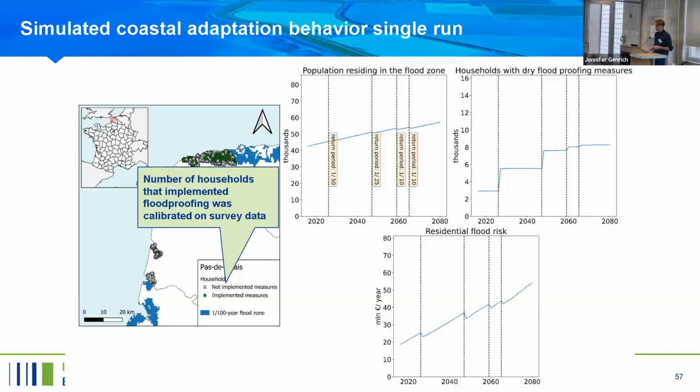This also has some effect on residential flood risk. With people implementing dry floodproofing measures, their risk is lower. And also with people moving away, their risk will be lower because fewer people are affected by the flooding, resulting in this sort of jigsaw pattern of the evolution of risk over time.